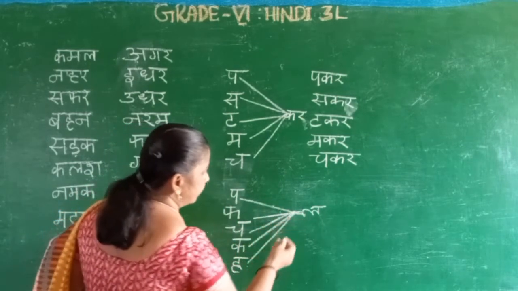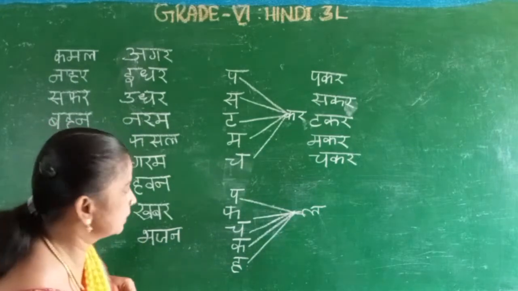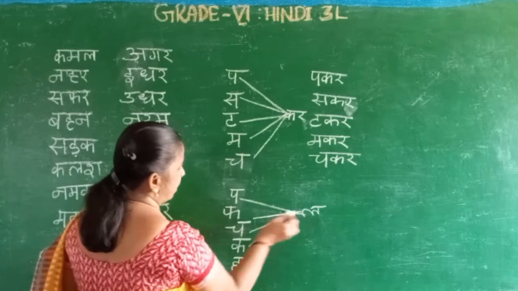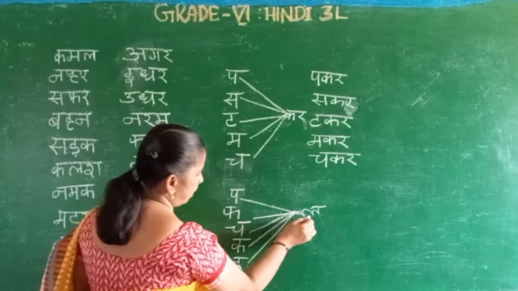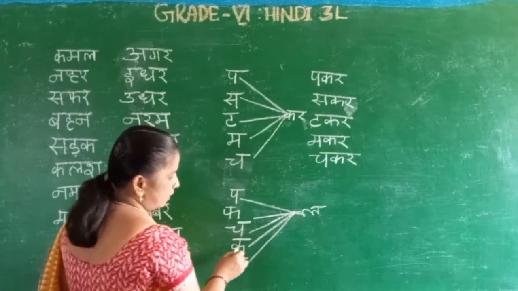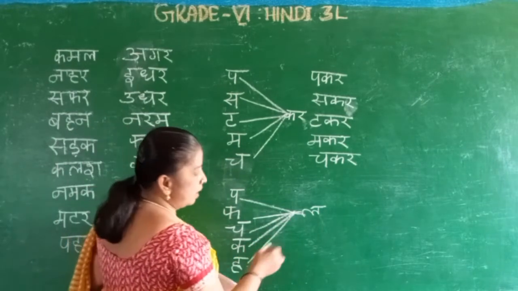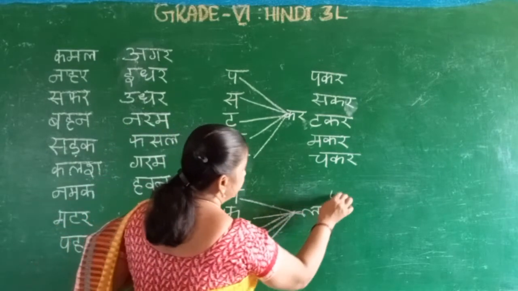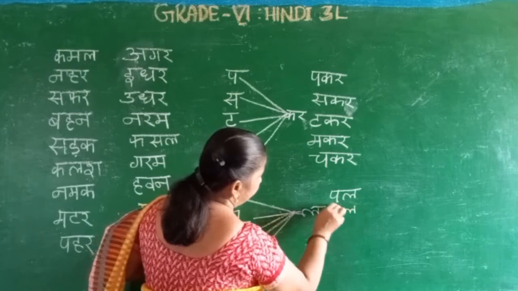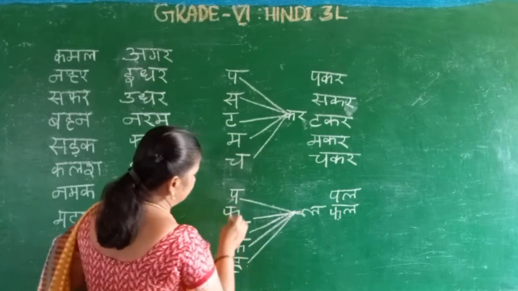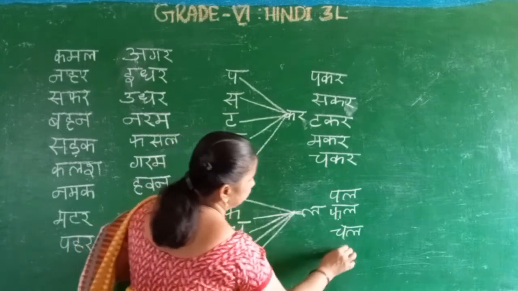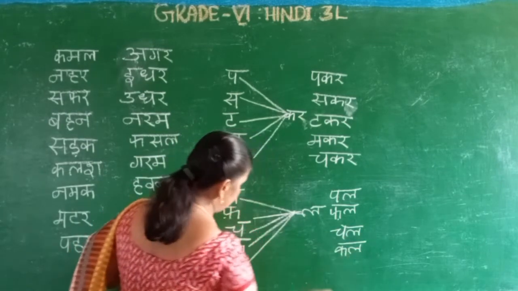Join the letters and make new words. See the first one. You will try and say pa, la, pal. Fa, la, pal. Cha, la, chal. Ka, la, kal. Ha, la, hal. You also write that one. Pa, la, pal. And fa, la, fal. Cha, la, chal. Ka, la, kal.